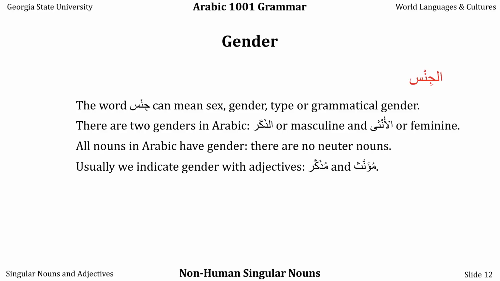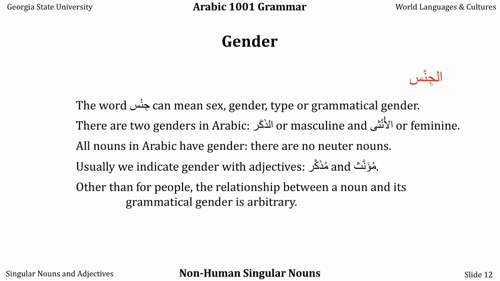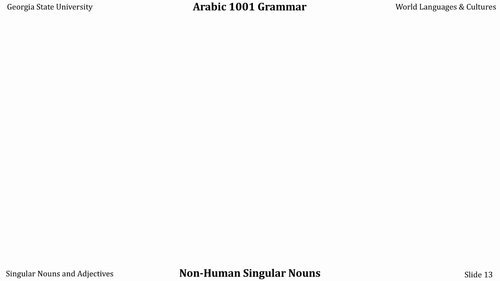And usually we indicate gender with adjectives. The words, we don't use al-dhakar and al-untha. We call words mudhakkar and mu'annath. Mudhakkar is the word for a masculine noun. Mu'annath is the word for a feminine noun. Other than for people, the relationship between a noun and its grammatical gender is arbitrary. There's no reason why a window and a backpack are feminine and a book and a pen are masculine. It's pretty much arbitrary. You just have to learn the gender of a noun with each noun you learn. Again, it's usually not that difficult.